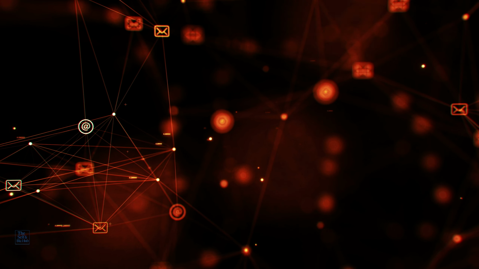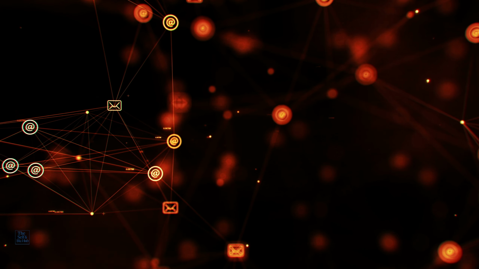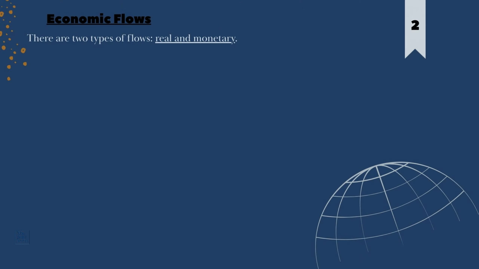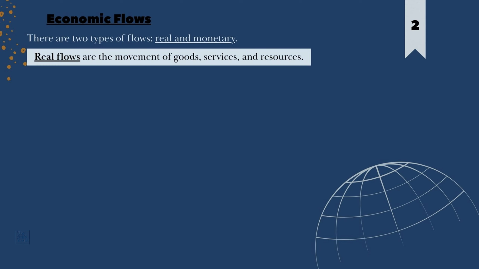But to truly understand how these interactions work and where money and goods flow, we need to look at economic flows. Think of them as the circulatory system of the economy. It's through these flows that agents are connected. There are two types of flows: real and monetary. Real flows are the movement of goods, services, and resources.